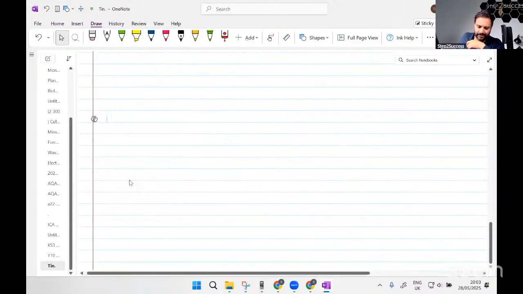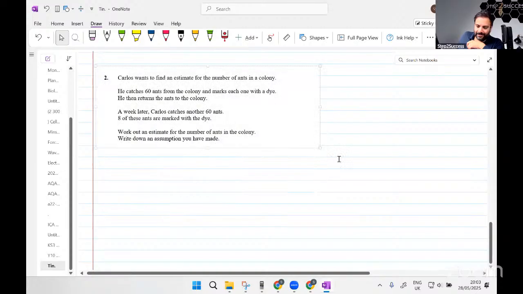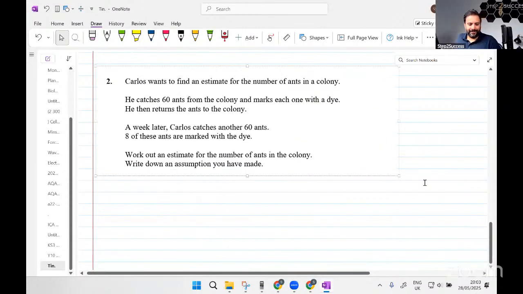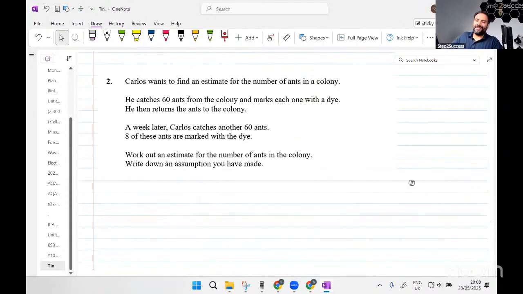I'll do two of these. Carlos wants to find an estimate, as you do, for the number of ants in a colony. So let me just give you a quick background about this topic. The idea is that for some reason, people want to find out the number of animals, usually in a large amount of animals. That's usually how it works.